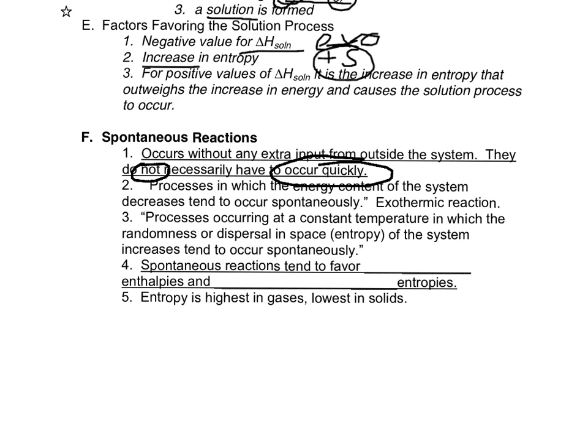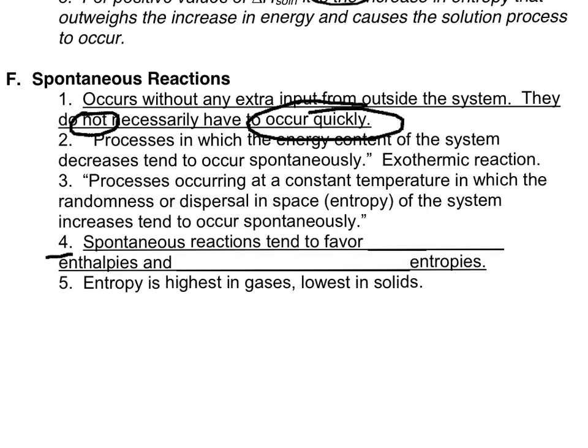If we look at number 4, spontaneous reactions tend to favor, just like solution formation, decreases in enthalpy and increasing entropies. So they tend to favor large exothermic enthalpies. They tend to favor increasing entropies. So when you have disorder increasing and when you have heat being released, that usually indicates you have a spontaneous reaction occurring. Not always, but usually.